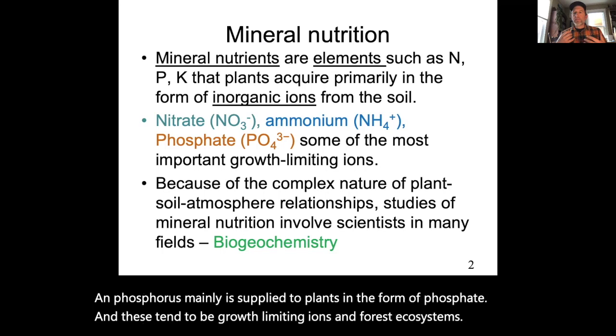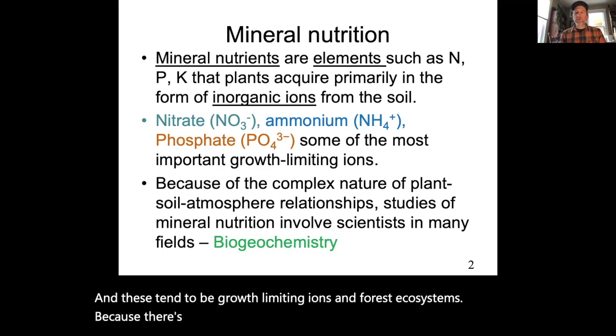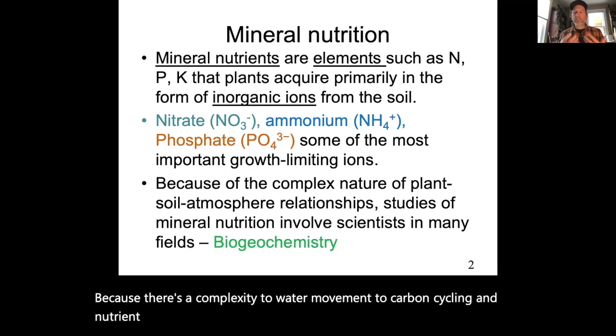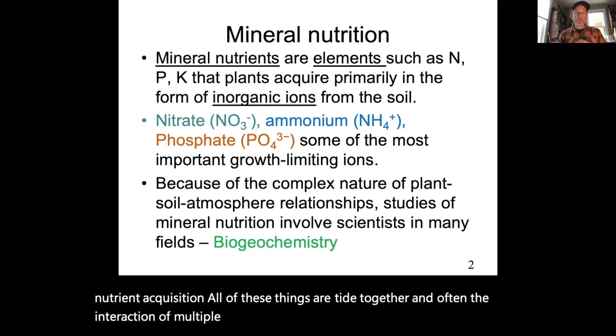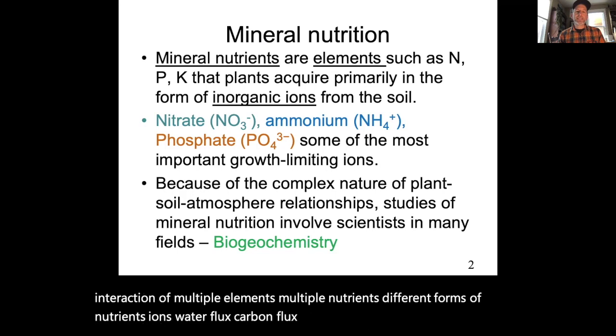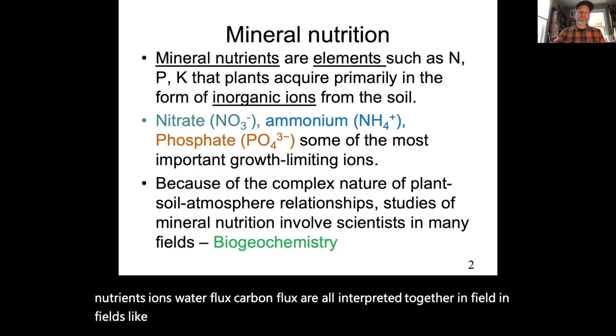Because there's a complexity to water movement, to carbon cycling, and nutrient acquisition, all of these things are tied together, and often the interaction of multiple elements, multiple nutrients, different forms of nutrients, ions, water flux, carbon flux, are all interpreted together in fields like forest biogeochemistry.